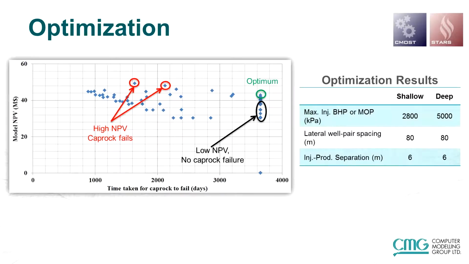So the results were like this. For the shallow reservoir, we found that the maximum operating pressure should be about 2,800 kPa, and for the deep reservoir, it should be about 5,000 kPa.